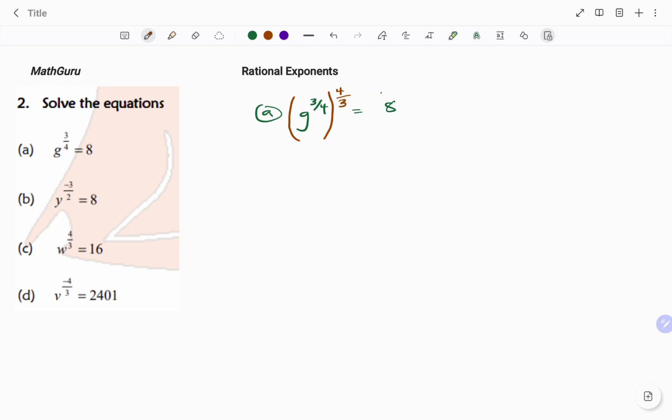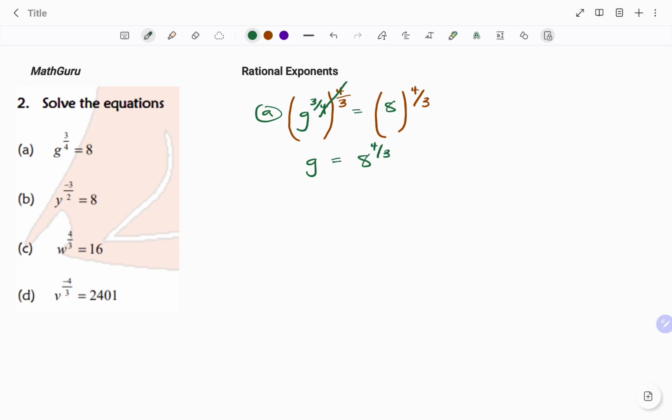And whatever you do on your left, you do on your right. So I'm going to raise 8 to the power of 4 over 3. Note that 4 over 3 times 3 over 4, that's 1. So therefore I'm left with g equals 8 to the power of 4 over 3.